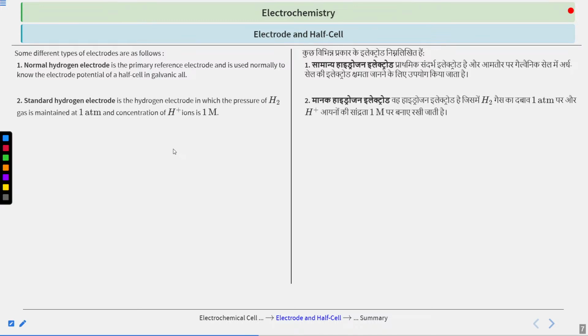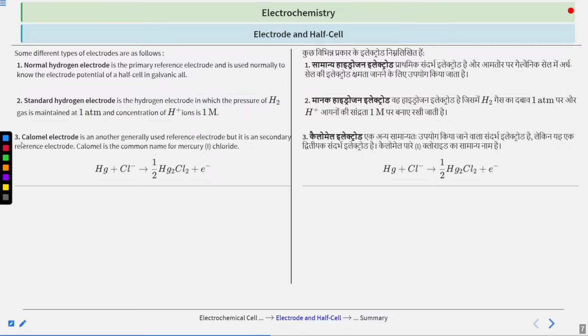Next is the important one, which is called the standard hydrogen electrode. It is called standard because we take the hydrogen gas at 1 atm pressure, and the concentration of H+ in the solution is also taken as 1 molar. Basically, H+ is going to H2. We take the concentration of H+ as 1 M, and we keep the pressure of hydrogen at 1 atm.